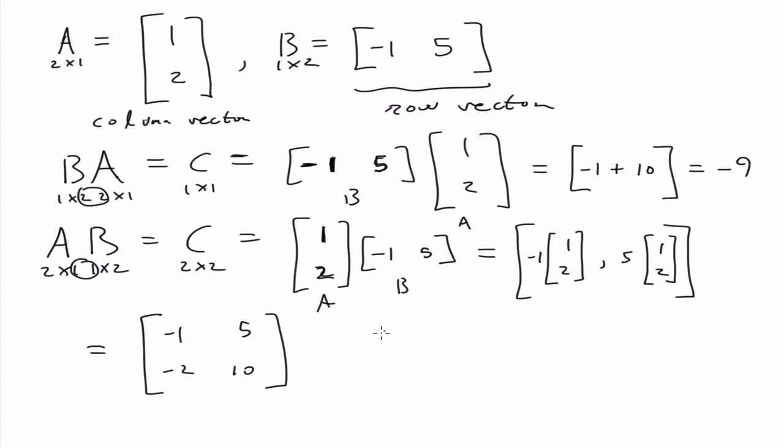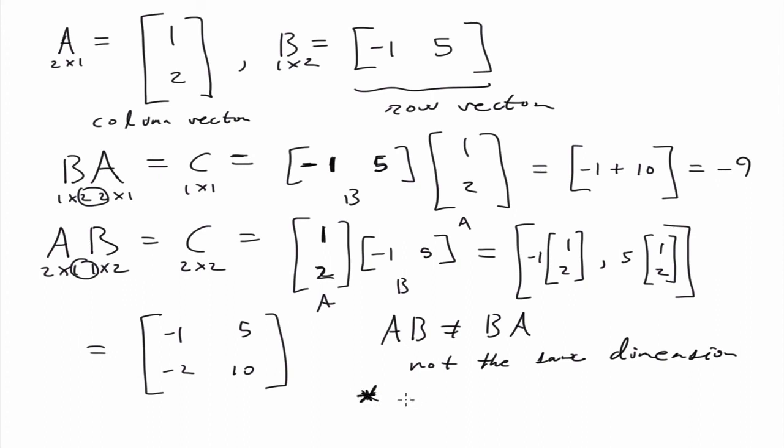So clearly, A times B does not equal B times A because they are not the same dimension. So of course here again, this is just another example of how matrix multiplication is not commutative.